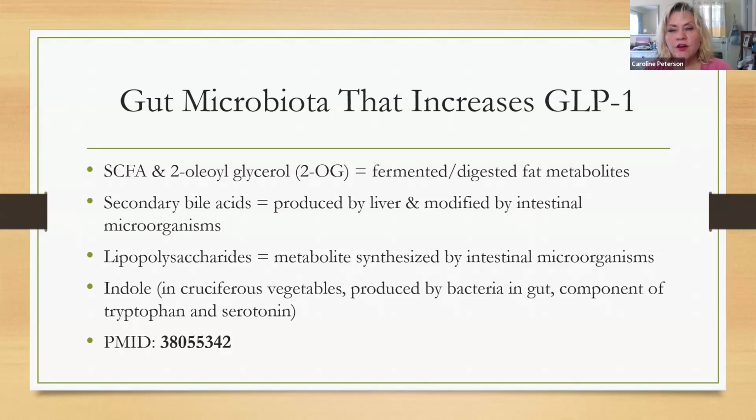Those are the types of microbiota that increase GLP-1, and basically it's a lot of fiber, fat, vegetables, that your body needs to produce more GLP-1.